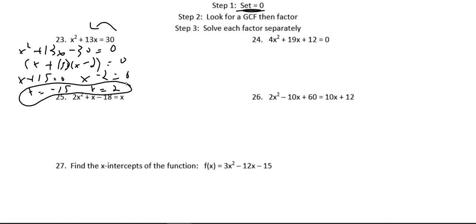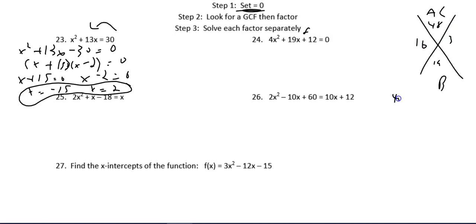Next, number 24. This one's a bit of a guess and check. So personally, I think this is a good one for the ABC method. So A times C. If you didn't, you can guess and check this. It's not that big of a deal. But I like to do the ABC method on this one. So 4 times 12 is 48 and 19 in the middle. So I need two numbers that multiply to give me 48 that add to 19. Well, that's 16 and 3. So that works out kind of nicely.